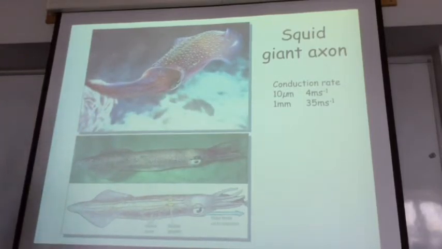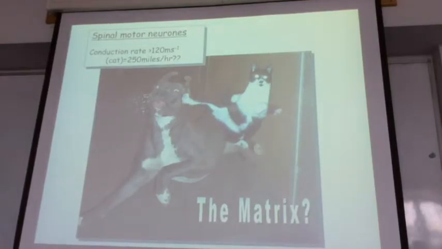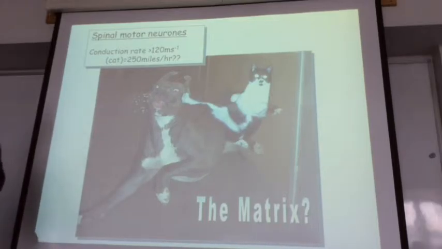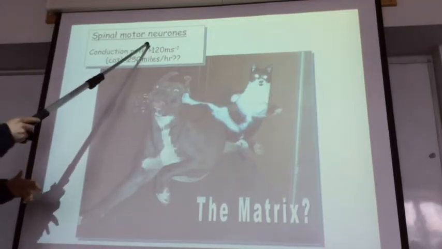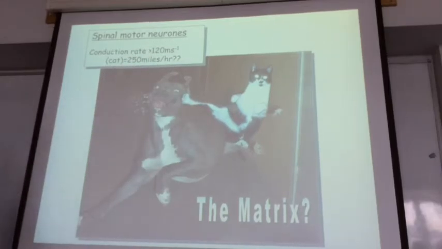The other way that you can make a nerve conduct faster: the very fastest nerves would be your spinal motor neurons in a mammal. Not necessarily a cat, a dog's probably just as fast, just a bit stupider. And their top speed is about 120 meters per second, which I calculated on the back of an envelope to be about 250 miles per hour, which is a bit hard to believe, isn't it? But maybe I did my sums wrong. No, I think that is right. 120 meters per second.